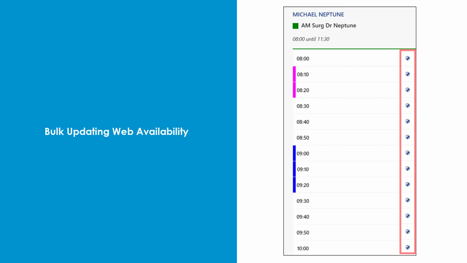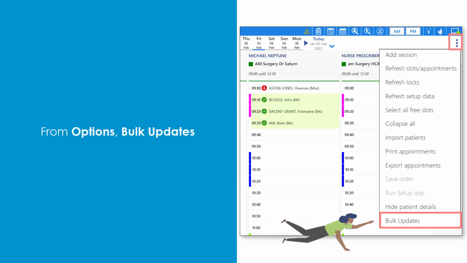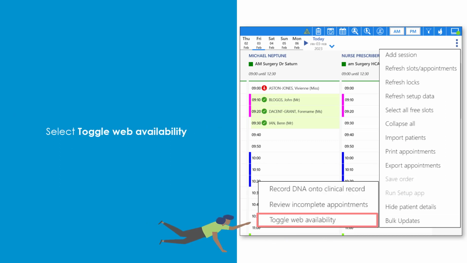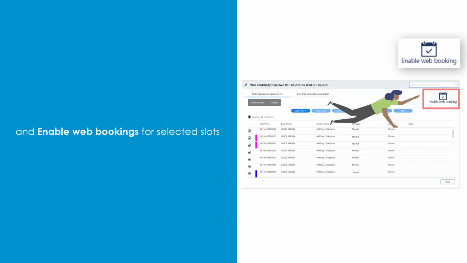Bulk updating web availability. You can now bulk update free appointment slots to make them available or unavailable for your patient to book online. From Options Bulk Updates, select Toggle Web Availability. You'll then be prompted to select a date range and enable web bookings for selected slots.